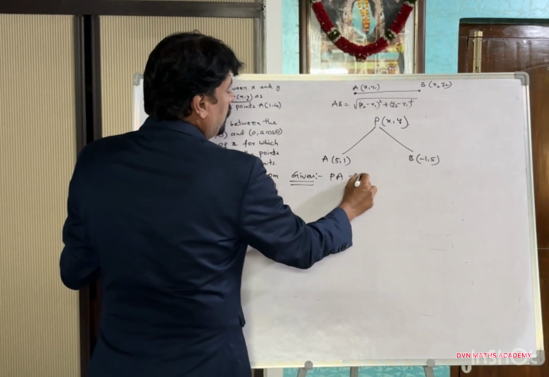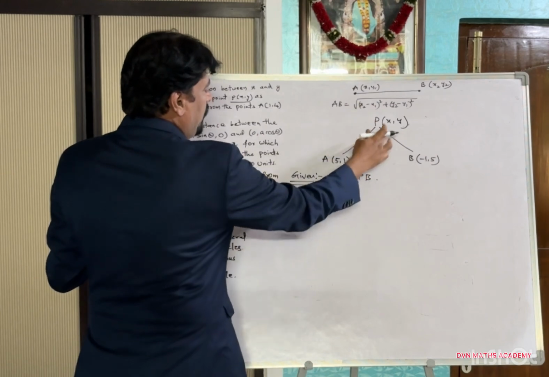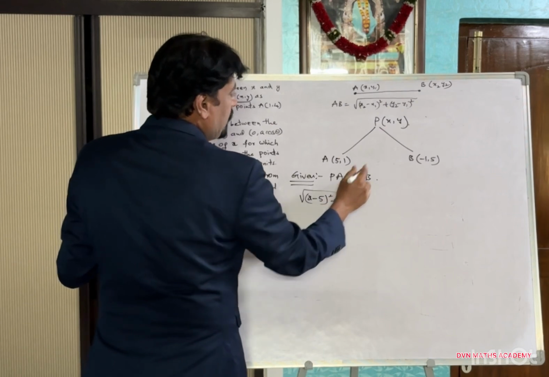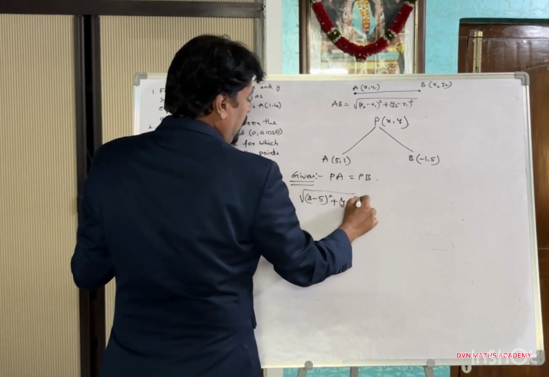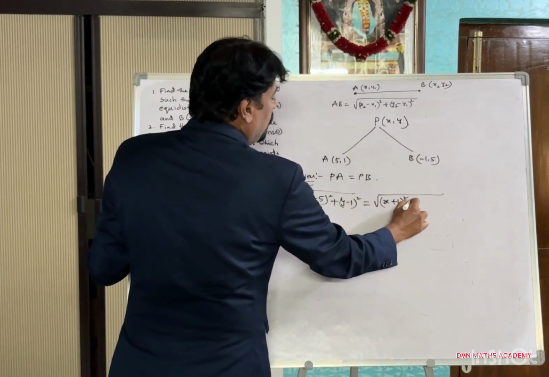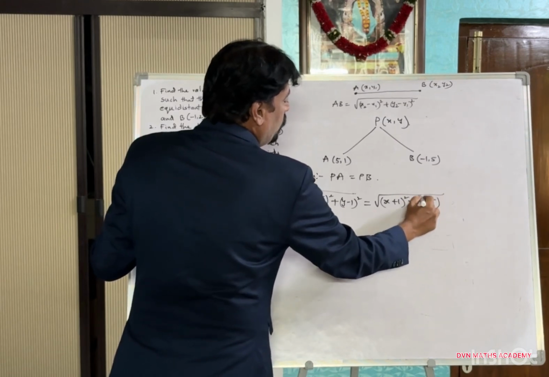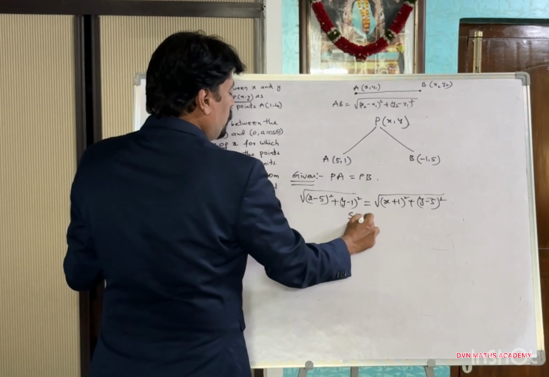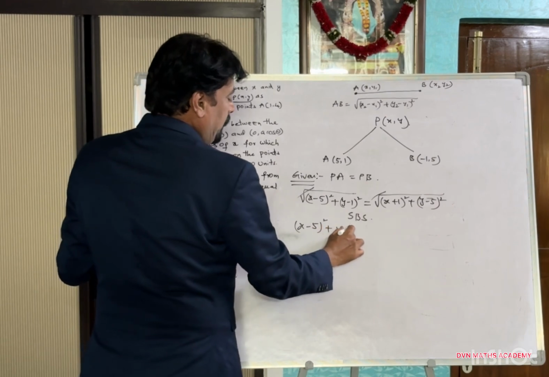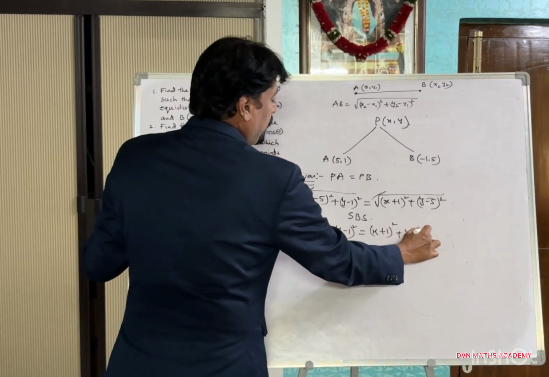According to the given, PA is equal to PB. Here also we are applying the same distance formula. So if you apply the distance formula, x minus 5 whole square, I mean x2 minus x1 whole square, plus y minus 1 whole square, is equal to under root of x plus 1 whole square plus y minus 5 whole square. Again squaring on both sides, the roots will be cancelled. This is x minus 5 whole square plus y minus 1 whole square is equal to x plus 1 whole square plus y minus 5 whole square.